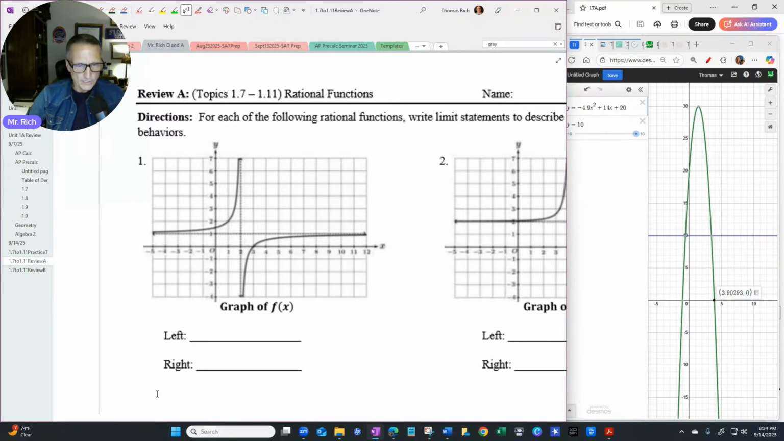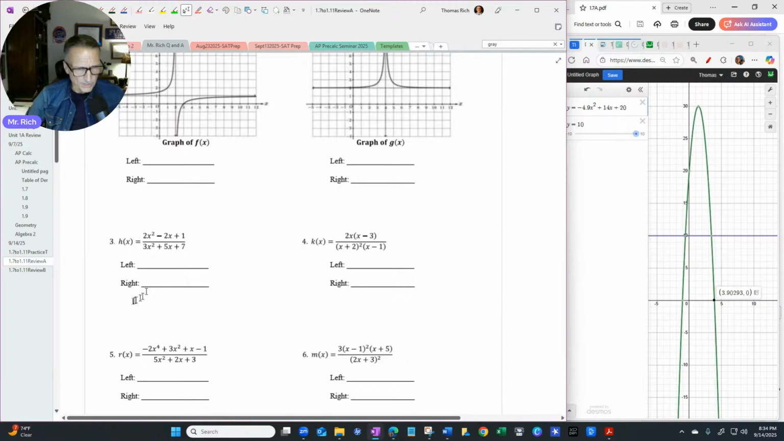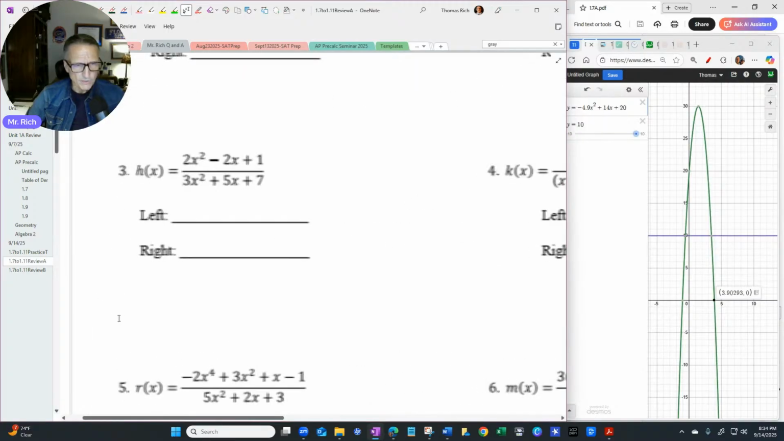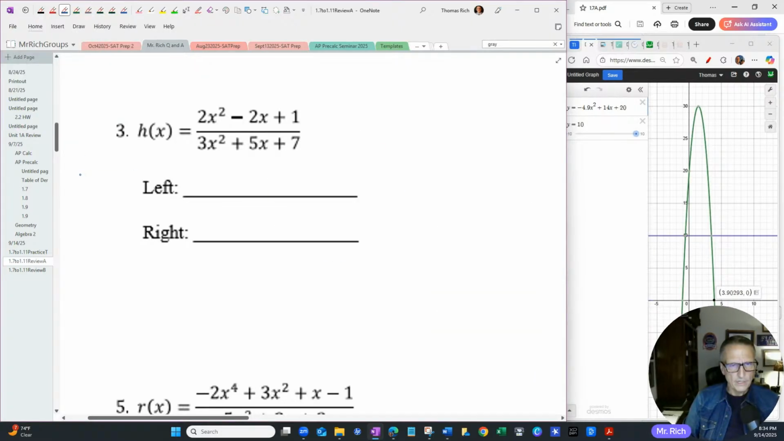All right. So here is the first thing that I want to show you. I want to take a look at a function. This is a rational function. And the first thing that this is asking about is the left and right end behaviors. But I want us to go ahead and take a look at this and see if we could determine if there are any horizontal asymptotes to this.